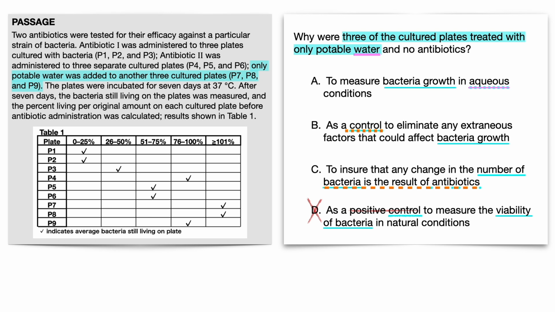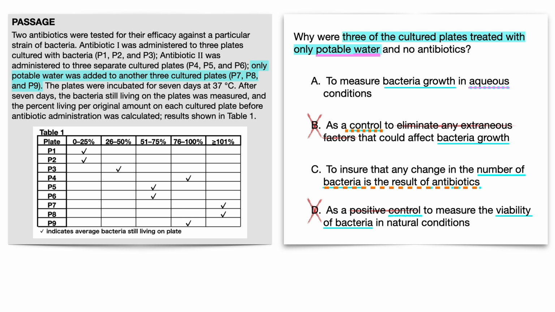If anything, eliminate B since adding only water is not enough to eliminate any extraneous factors that could affect bacterial growth, especially since it's potable water, which has a ton of other stuff in it, which may affect bacterial growth. Now down to A or C. This is when knowing the purpose of the experiment and data is super important. Whatever is done in the experimental design must somehow support the purpose of the experiment.